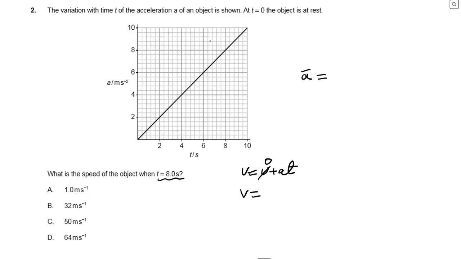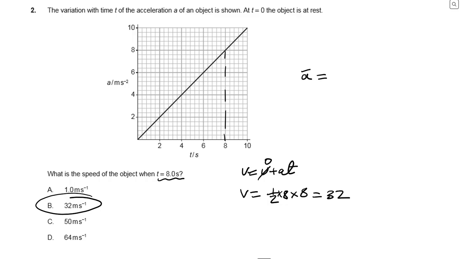We can do a calculation, but the best way to do this question is to understand that the area under the graph is our velocity, or accumulated acceleration, essentially. At 8 seconds we find the area, and v is equal to half base times height, which is half times 8 times 8, and that is 32. Answer is B.